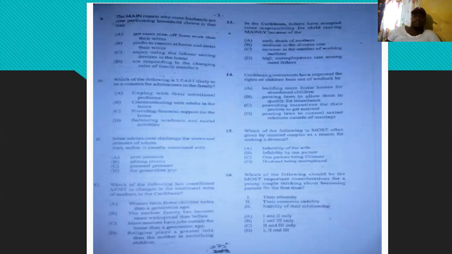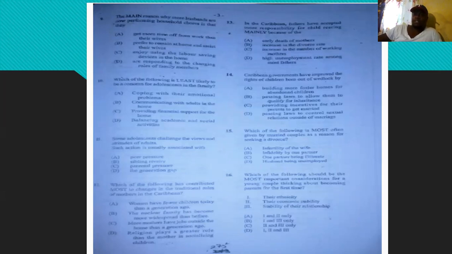Right? Number 16, which of the following should be the most important consideration for a young couple thinking about becoming parents for the first time? So you need a combination of two or all three. What is most important for a couple thinking about having a baby, bringing a child into the world? Is it one, their ethnicity, two, their economic stability, three, stability of their relationship?